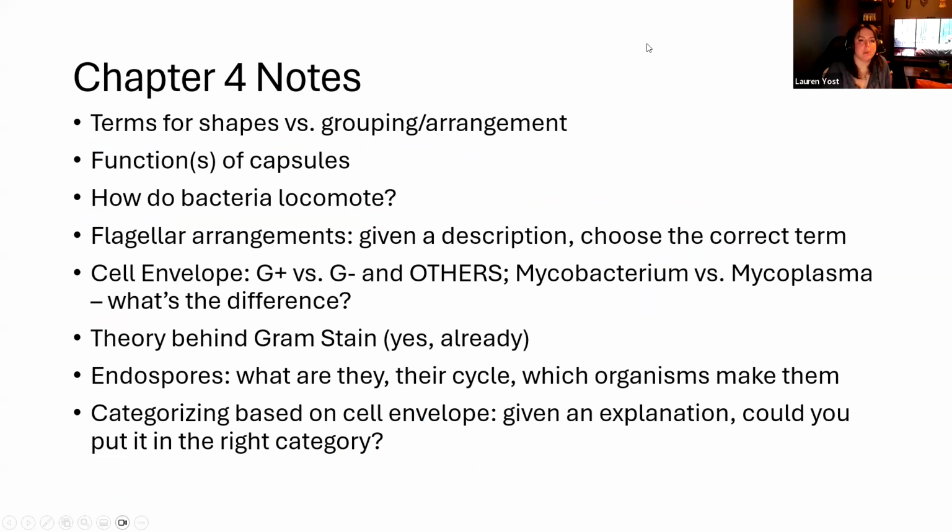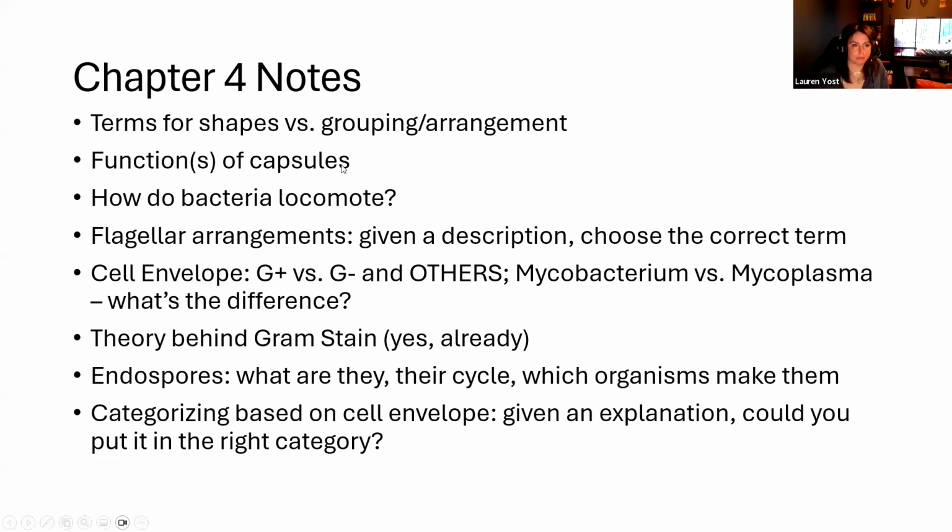Know your terms for your shapes and your groupings and arrangements. Know the difference. Don't confuse staphylo with round cells. Staphylo doesn't mean round cells. Staphylo means irregular bunching. It's an arrangement. Cocci means round cells. Just because it's staphylococcus, don't mix up the terms. If I say staphylococcus and ask you what the cell shape is, you should be able to tell me that it's round. And if I ask you the arrangement, you should be able to tell me that it is irregular grape-like clusters. But if I ask you for the arrangement and you click cocci, that is incorrect. Cocci is a shape of the cell. So don't get them confused.